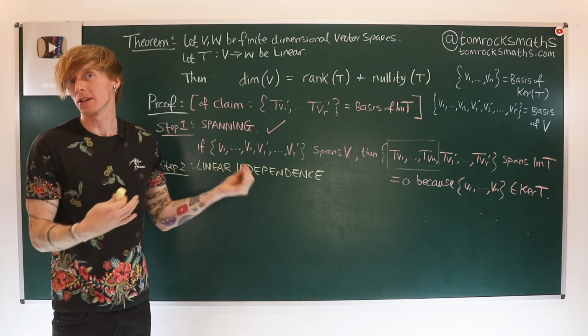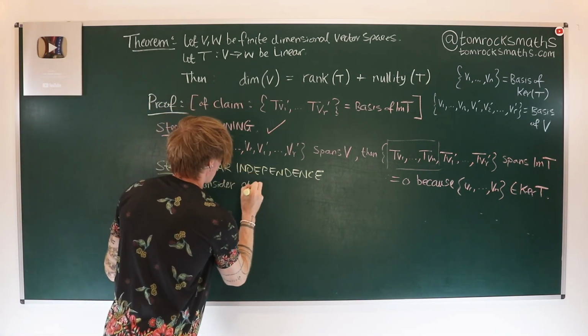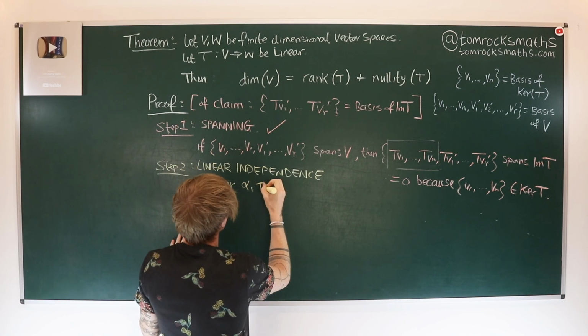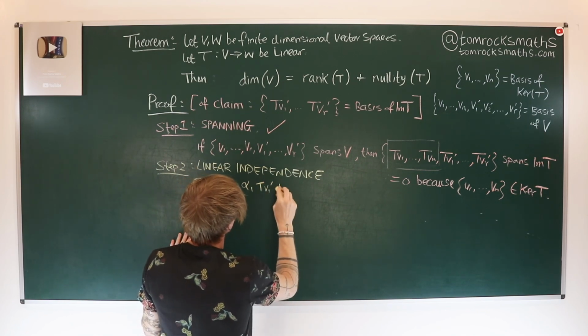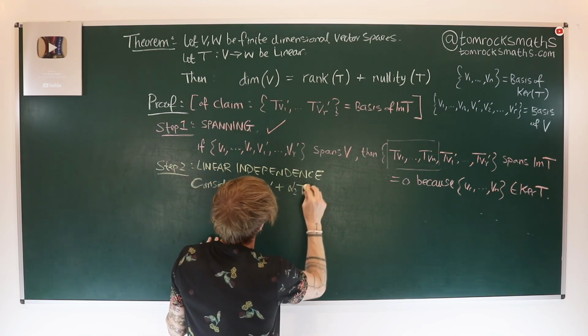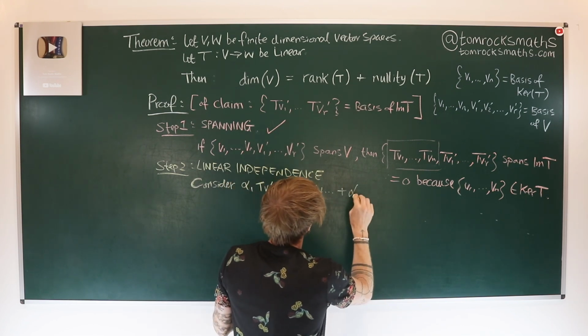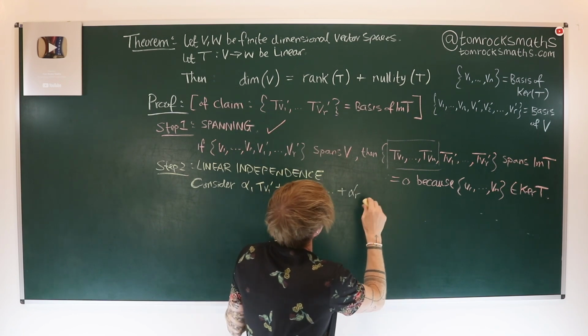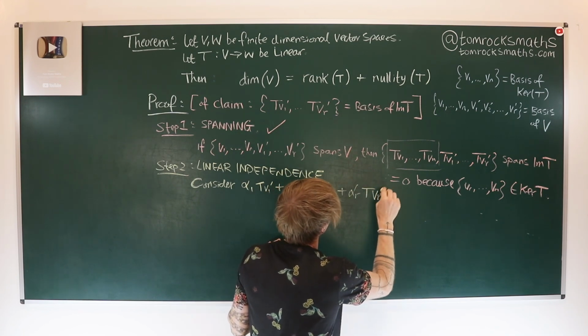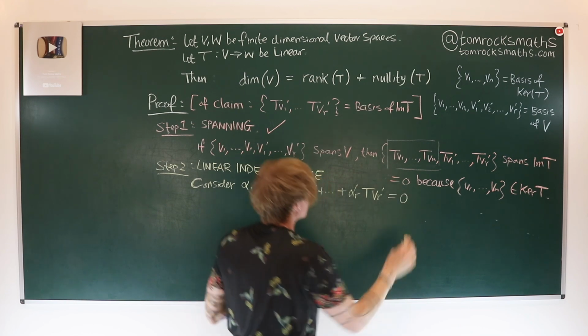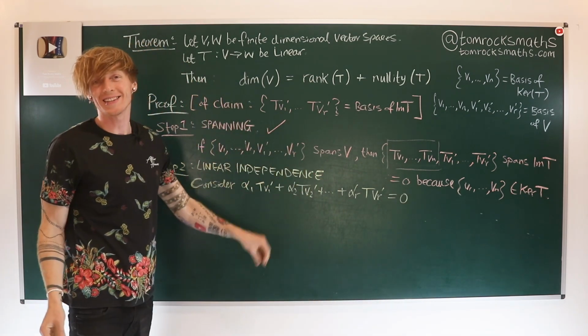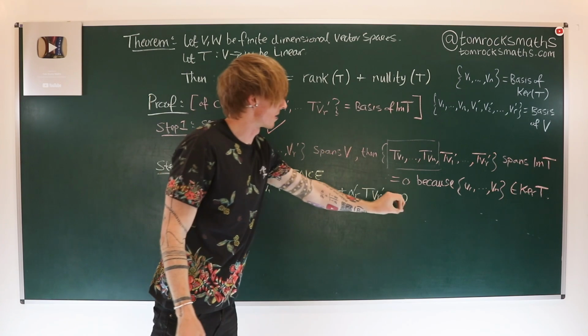And that's exactly what we're going to do here. Let's call it alpha 1 times T of v1 prime plus alpha 2 times T of v2 prime plus dot dot dot plus alpha r times T of vr prime. Suppose we have a linear combination of our vectors and it's equal to 0.